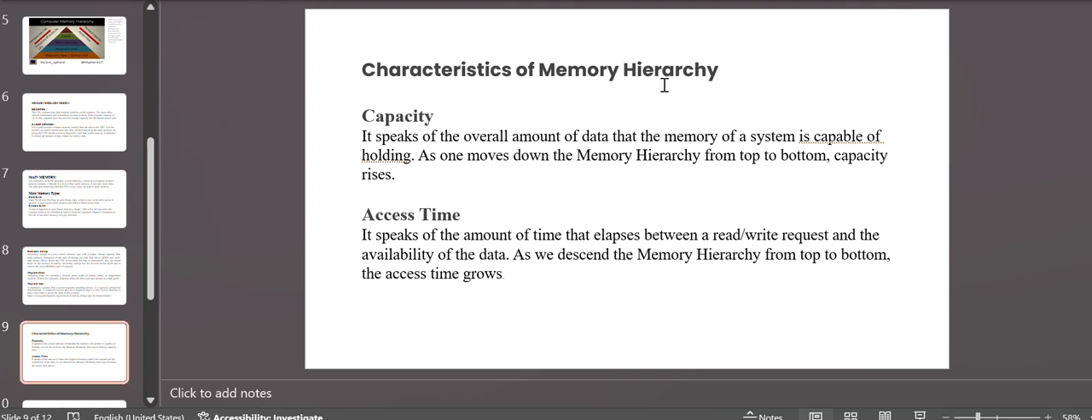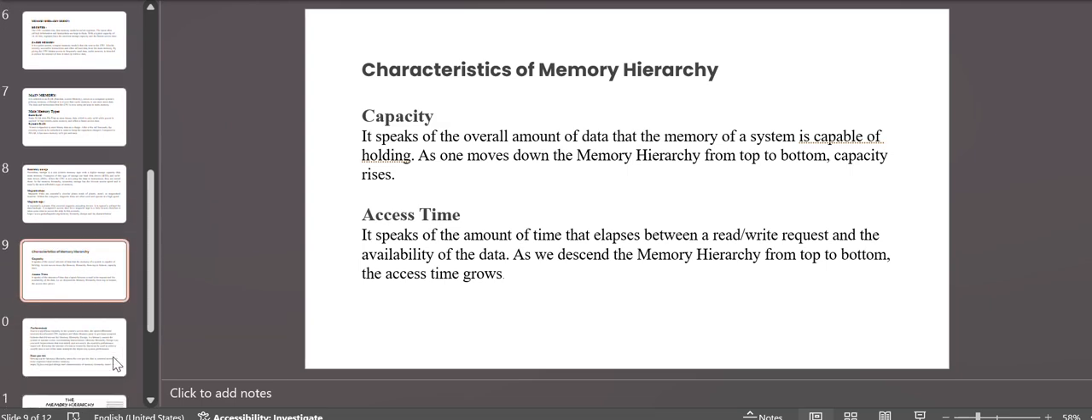Characteristics of a memory hierarchy: capacity. It refers to the overall amount of data the memory system is capable of holding. As one moves down the memory hierarchy from the top to the bottom, capacity rises. Access time. It refers to the amount of time that elapses between the read or write request and the availability of the data. As we descend the memory hierarchy from the top to bottom, the access time grows.